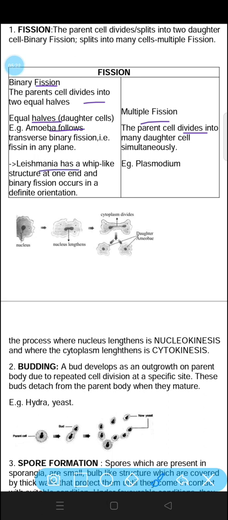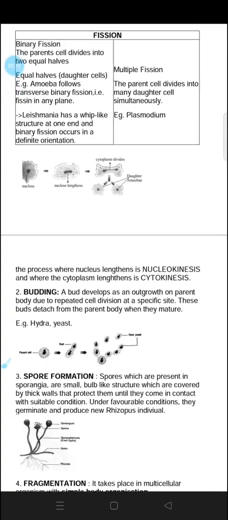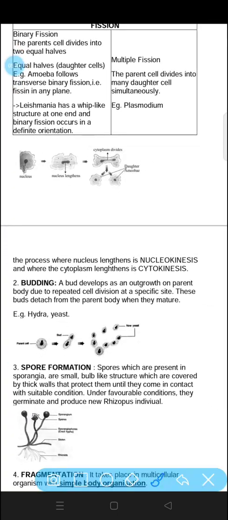Leishmania has a whip-like structure at one end. Binary fission occurs in a definite orientation. Now, an example of Plasmodium: it has multiple fission. Plasmodium is carried by mosquitoes, which cause malaria. So, Plasmodium reproduces through multiple fission.